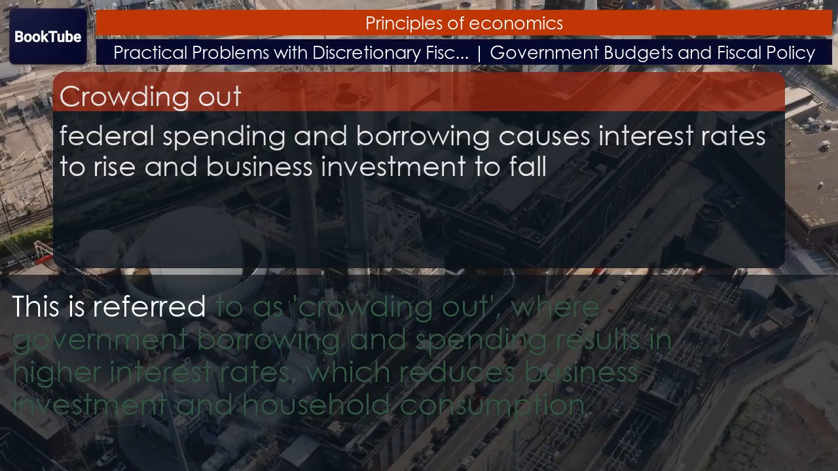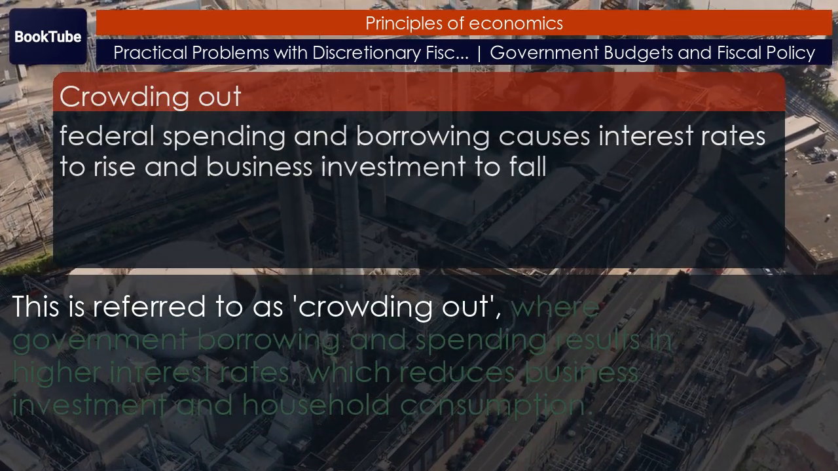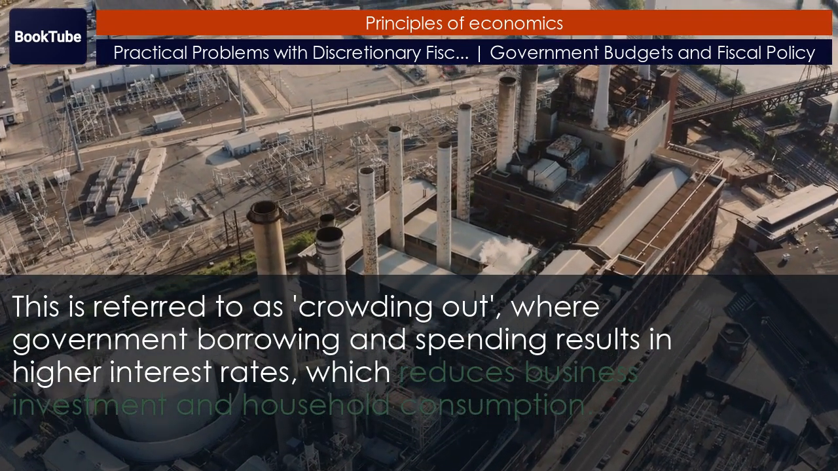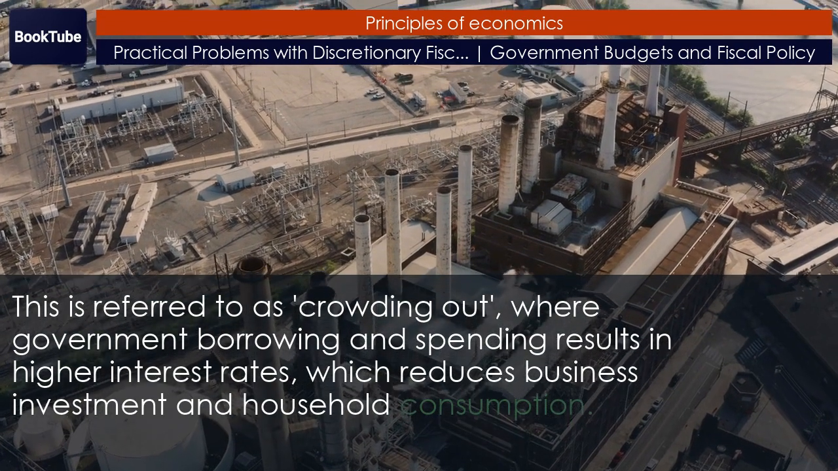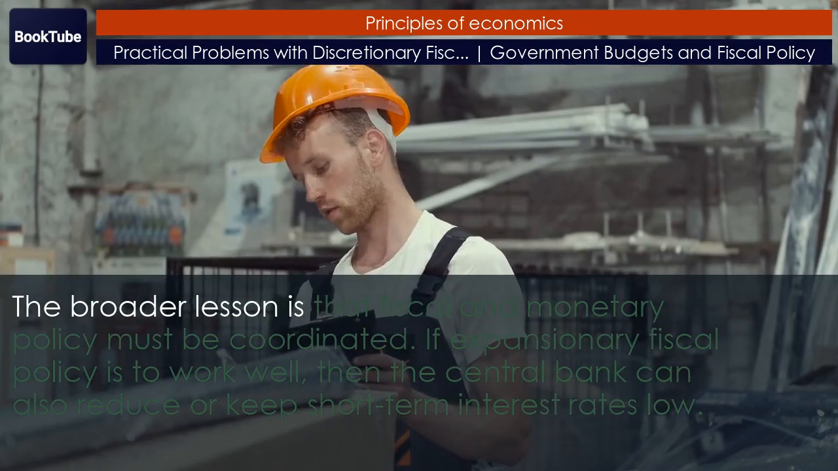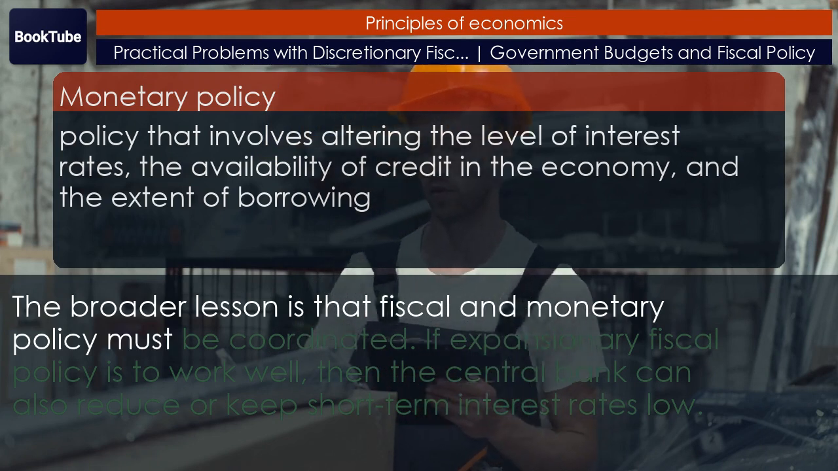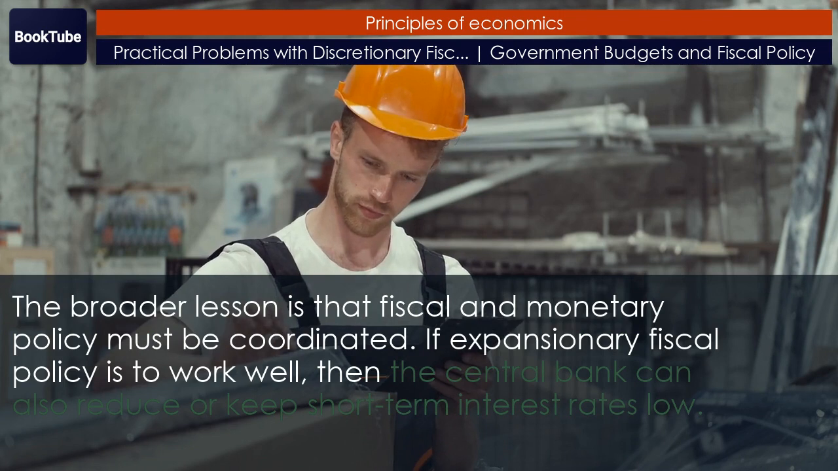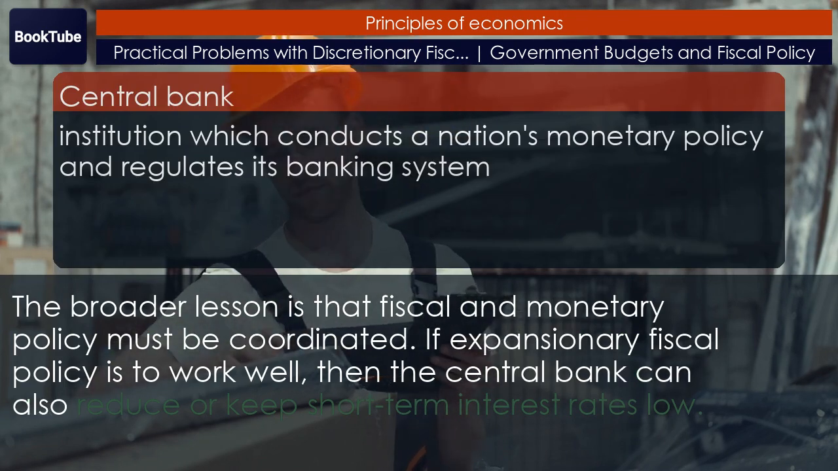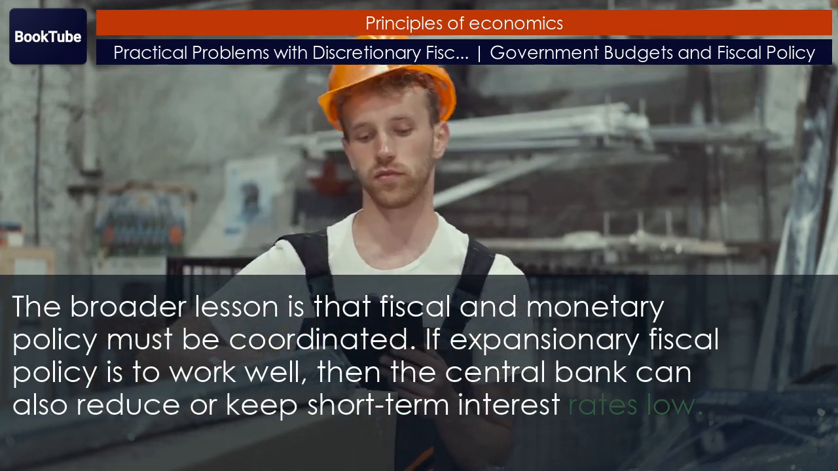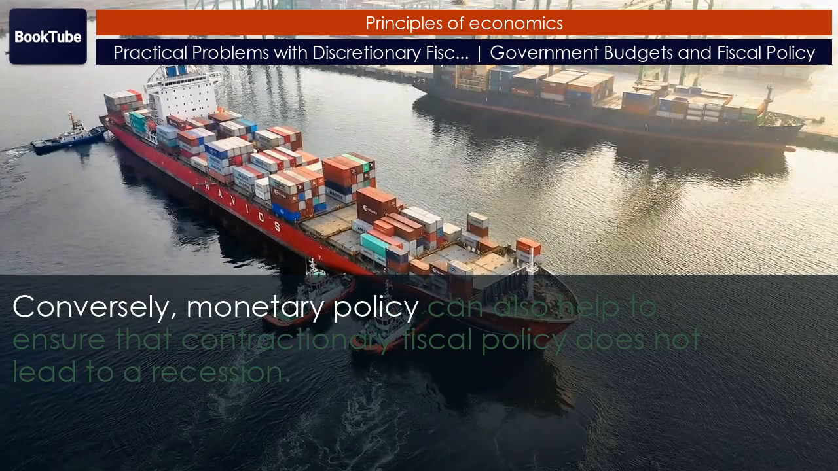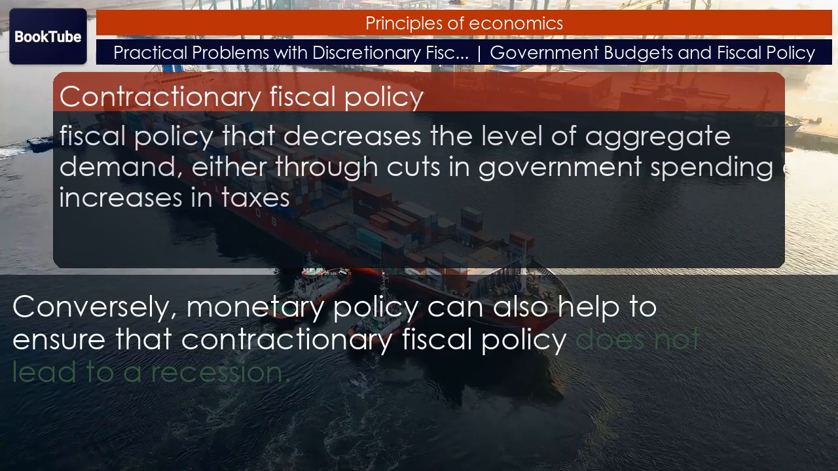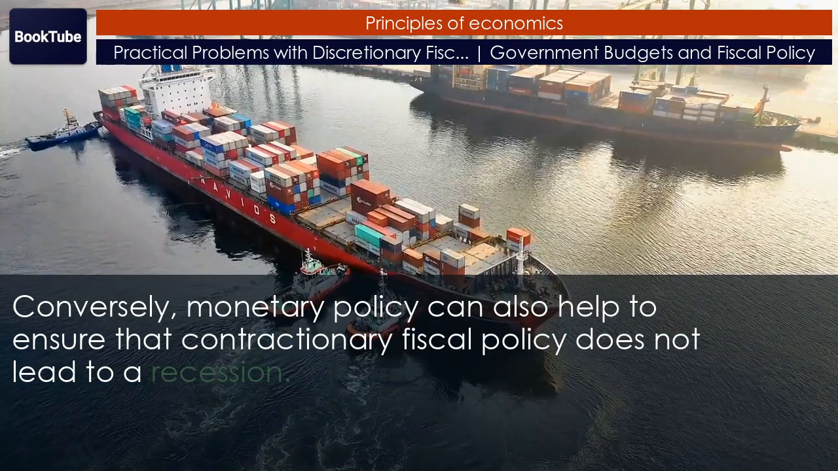This is referred to as crowding out, where government borrowing and spending results in higher interest rates, which reduces business investment and household consumption. The broader lesson is that fiscal and monetary policy must be coordinated. If expansionary fiscal policy is to work well, then the central bank can also reduce or keep short-term interest rates low. Conversely, monetary policy can also help to ensure that contractionary fiscal policy does not lead to a recession.